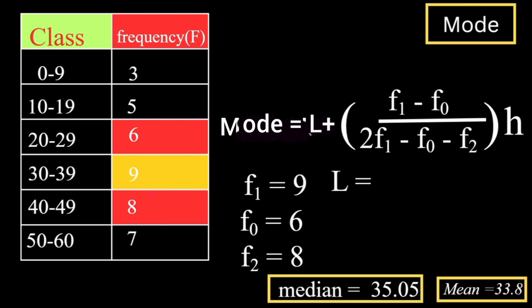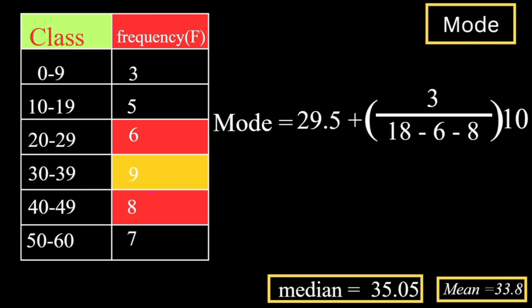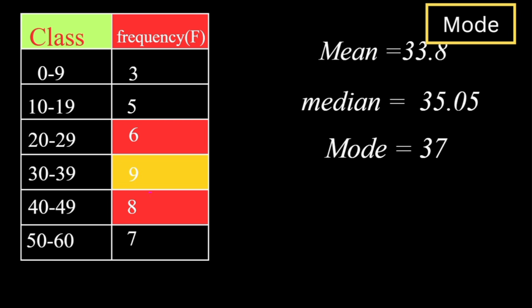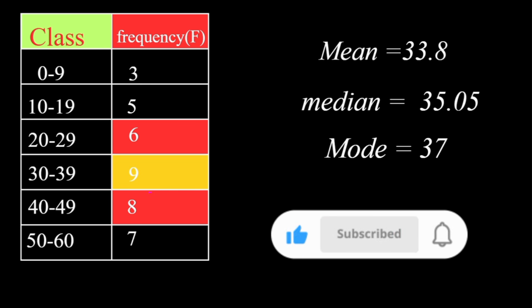Then we also need L, and L is the lower limit in the highest frequency row, and for our case it is 30. And remember, because we have 29 to 30, there is a gap of 1, we subtract 0.5 to get 29.5. And lastly, our H, we got it as 10 by subtracting 39.5 minus 29.5, or 39 minus 29. We first solve this denominator: 18 minus 6 minus 8, that is 4. Then 3 over 4 multiplied by 10 gives us 7.5. And adding 7.5 to 29.5, that gives us 37 as the mode.